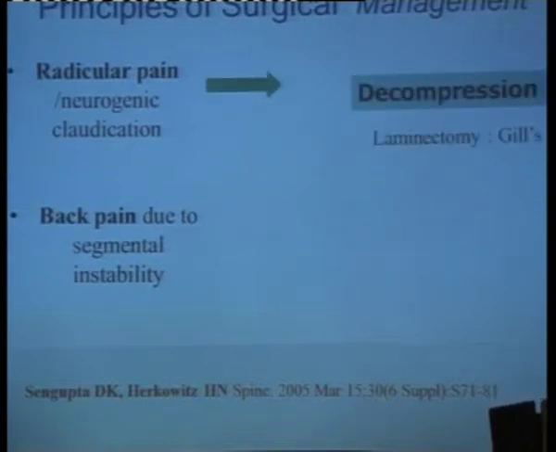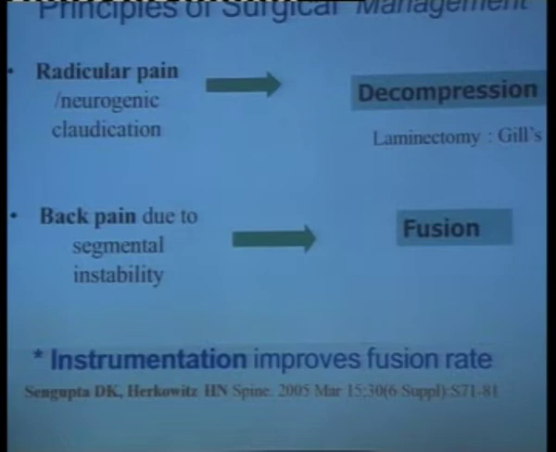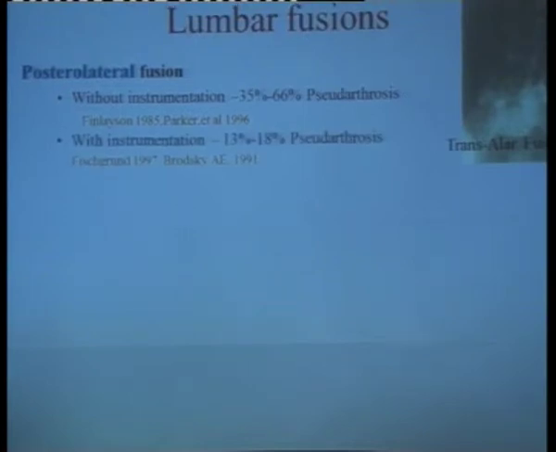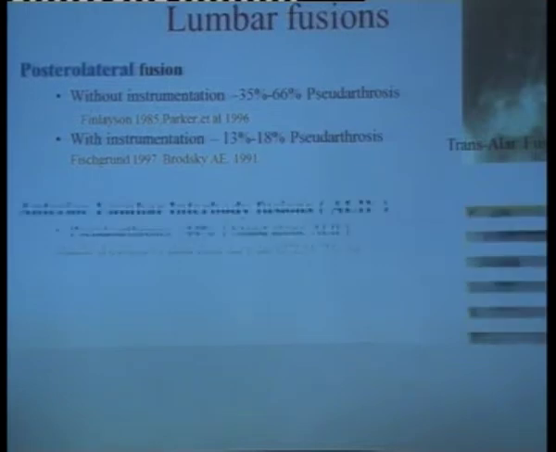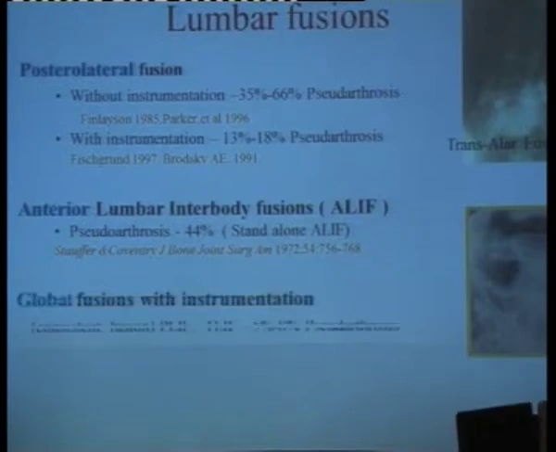Simplistically, what you do for the leg pains and neurogenic claudication, you would need to do a decompression. For the back pain, which is primarily due to segmental instability, you would need to fuse it. Instrumentation added improves the fusion rate. What type of fusion? Posterolateral fusion, the old intertransverse fusion without instrumentation, had a very high pseudarthrosis rate. With instrumentation, it is cut down, but still a high incidence of pseudarthrosis is present. Anterior lumbar interbody fusions have been tried. Stand-alone gives a very high pseudarthrosis rate.